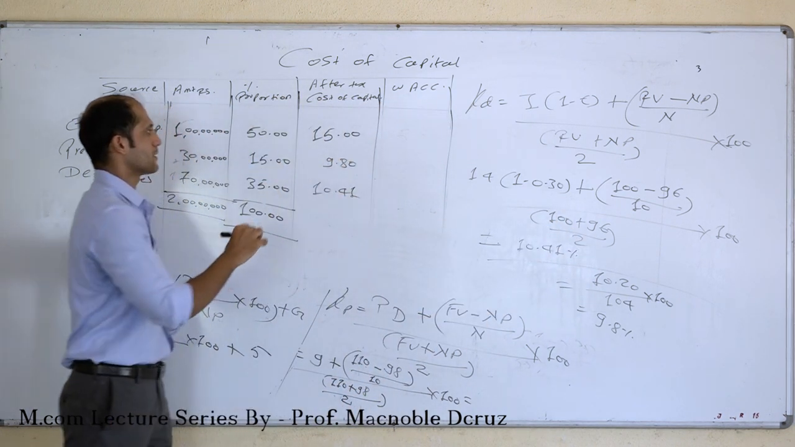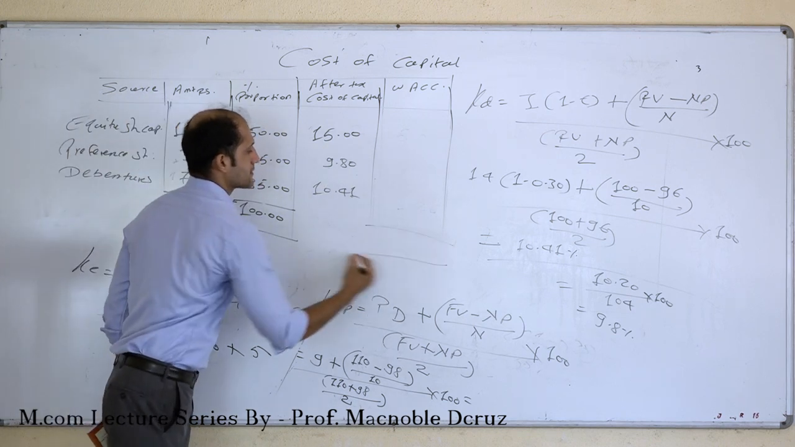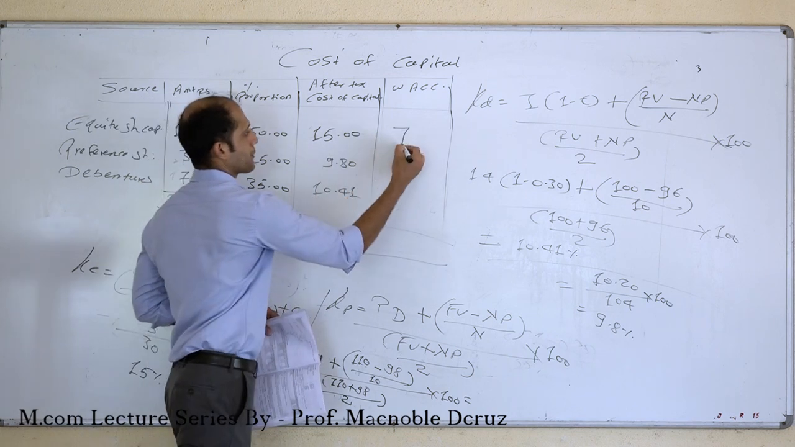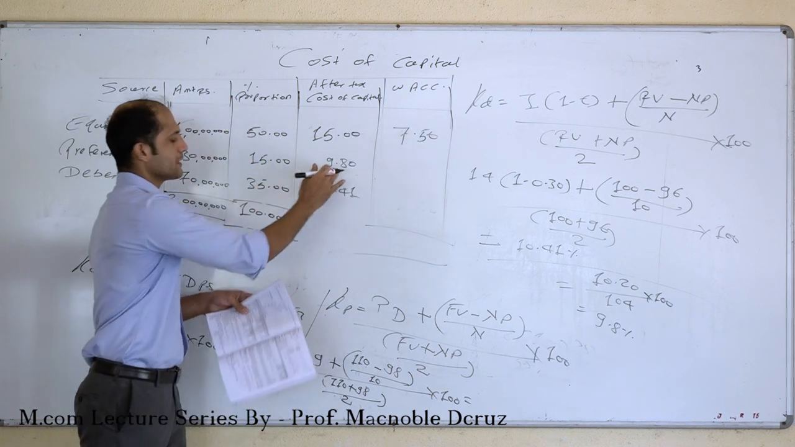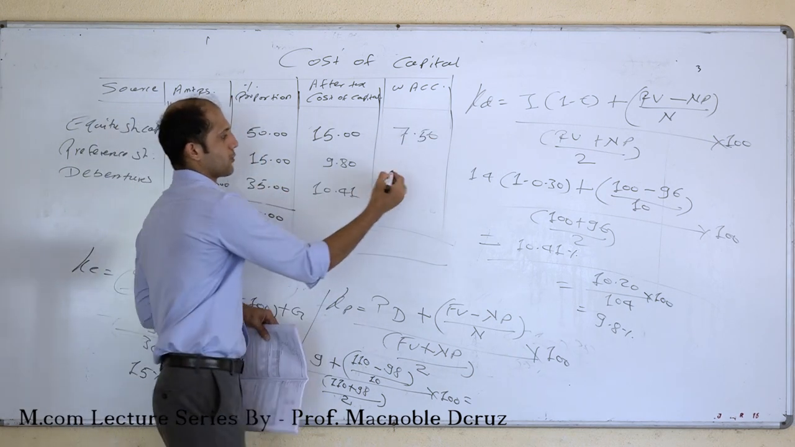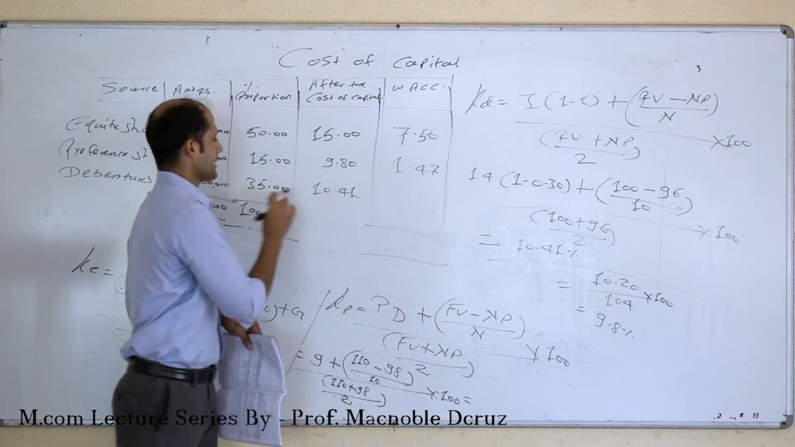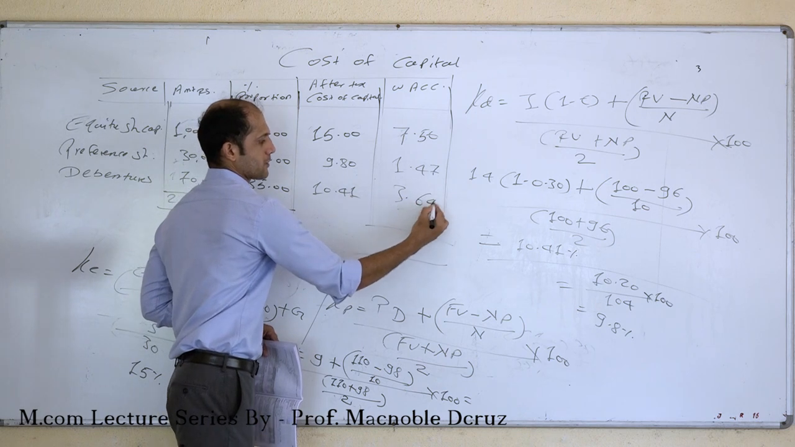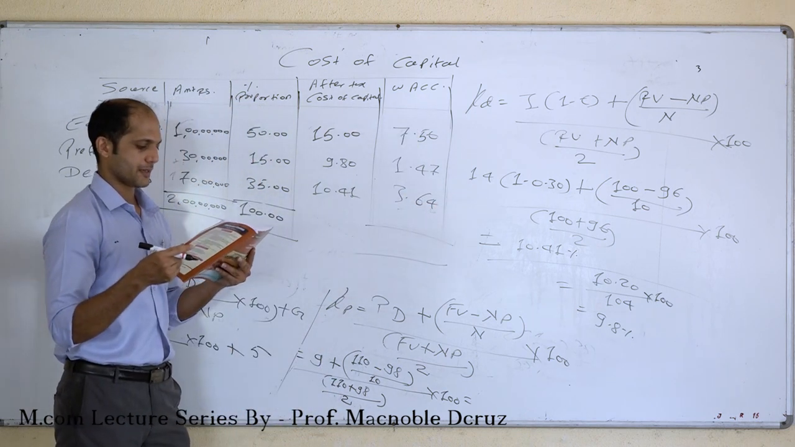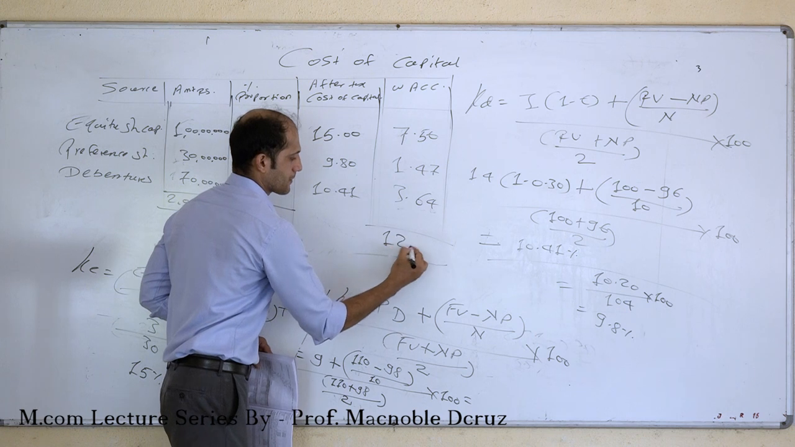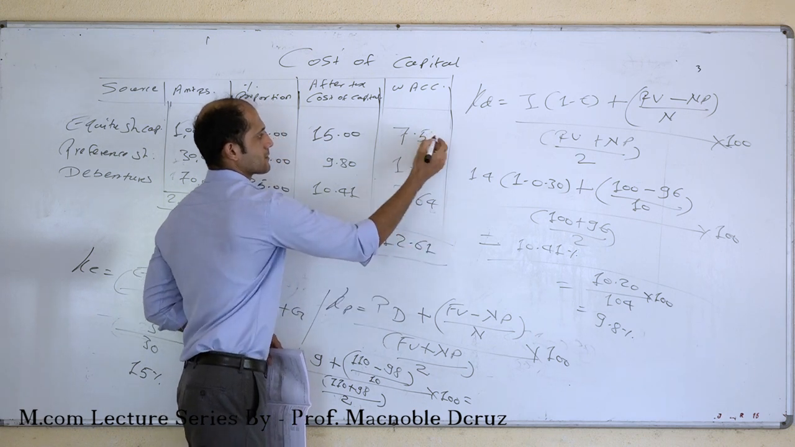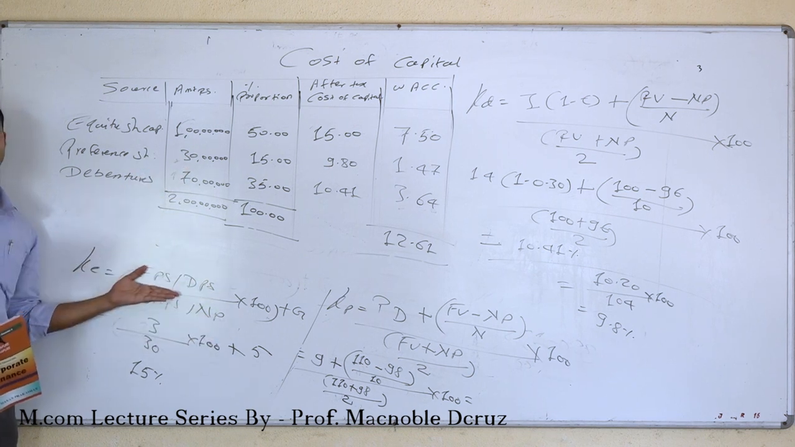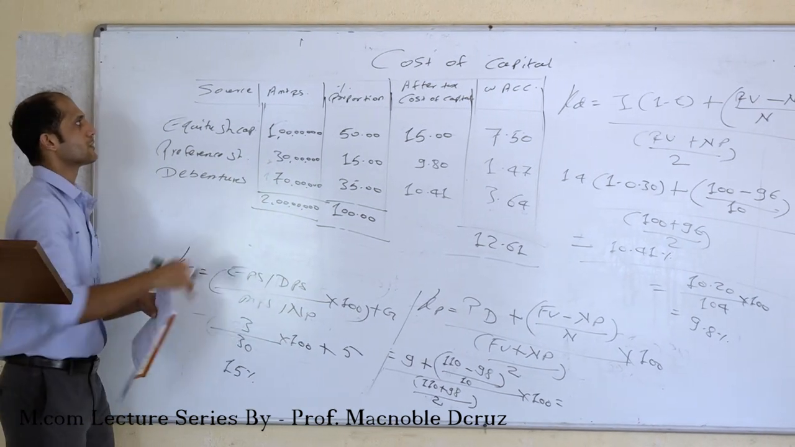10.41%. Now multiply with this: 15 into 15%, 7.5. 15 into 9.8%, 1.47. And 35 into 10.41%, 3.64. Make the total, you will get the answer 12.62. Correct? So this is the first part of our answer, where we have used the book weights.